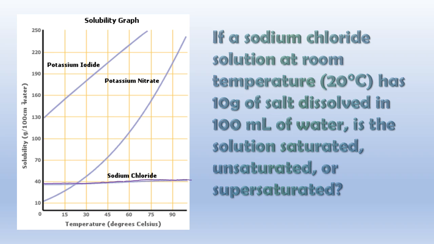So at 20 degrees Celsius, which would be somewhere between 15 and 30, a little bit closer to 15, has 10 grams of salt. So somewhere in this area only has 10 grams of salt. It looks like that solution probably would hold more sodium chloride. So we would say that that solution is unsaturated, because we could dissolve more sodium chloride in our 100 milliliters of water.